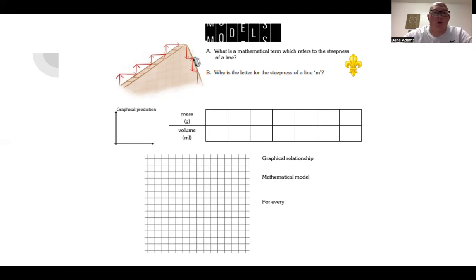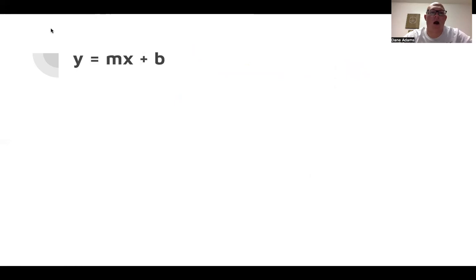Hopefully you've heard of the term slope before. Slope is the mathematical term that refers to the steepness of a line. The larger the slope, the steeper the line. And if you've taken any algebra before, then you may recognize the generic equation for any line as y equals mx plus b, where y is the dependent variable, x is the independent variable, and m is the slope of the line.